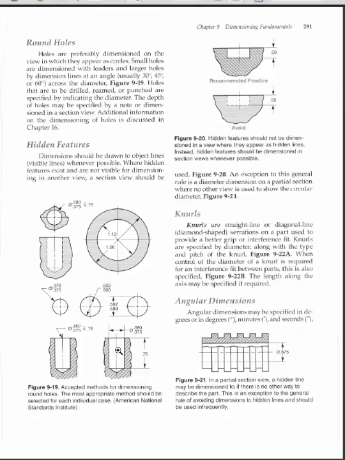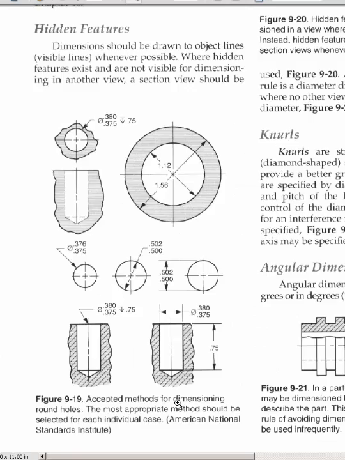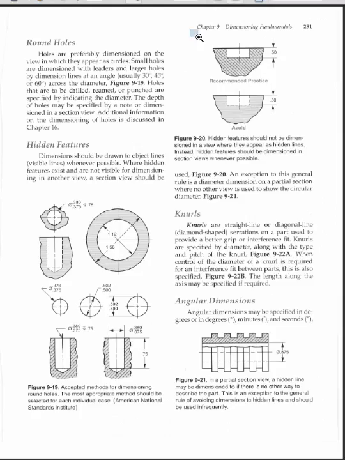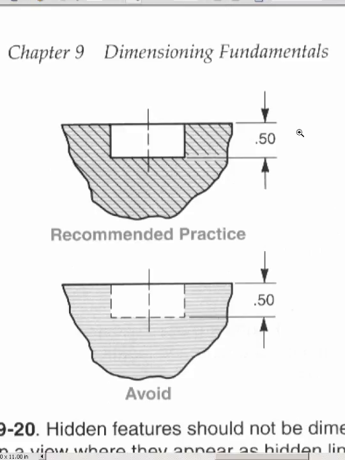Now, the next page has a key piece of information that you want to take a look at, and that's what to do with hidden features. Alright, now, this is on the bottom of page 291, and it's important you pay real close attention. How to dimension a hidden feature. Well, first of all, we hardly ever dimension to a hidden feature. You always draw to the object lines whenever possible. If you can't show something or can't dimension it without using hidden lines, then switch to a section view and dimension it. Okay, still not trying to dimension to a hidden line.